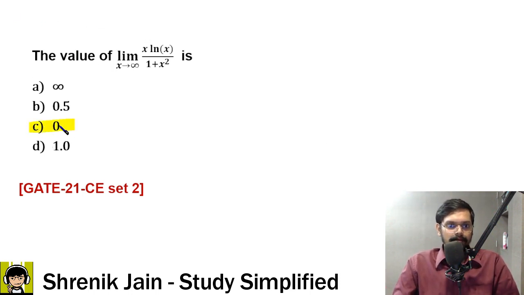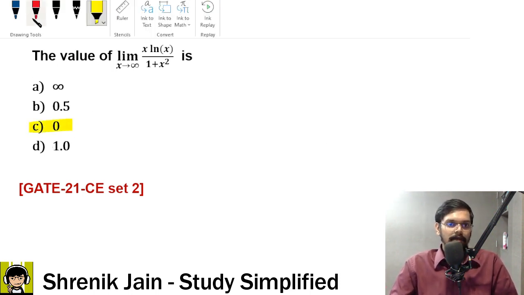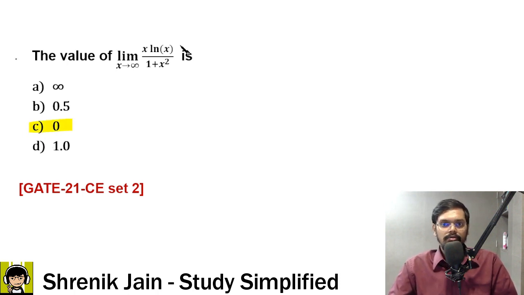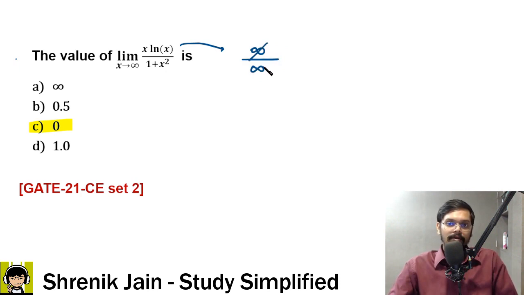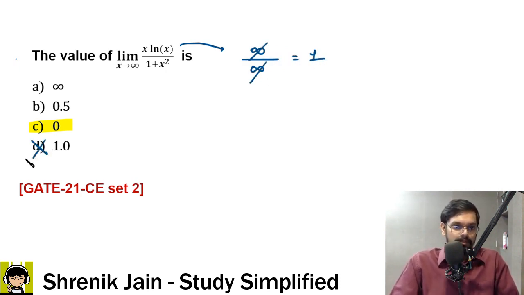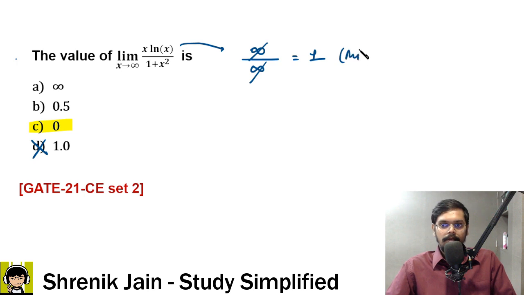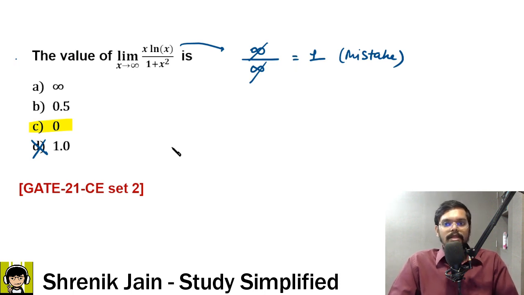The right answer is C. See, a lot of students make a mistake. The mistake they make is they do the direct substitution. That is not the mistake. When you do the direct substitution, infinity into ln infinity, so it's infinity divided by 1 plus infinity square, which is infinity. Sir, I will cancel infinity, and see sir, the answer is 1. That is a mistake. You cannot cancel infinity. So this is not equal to 1.